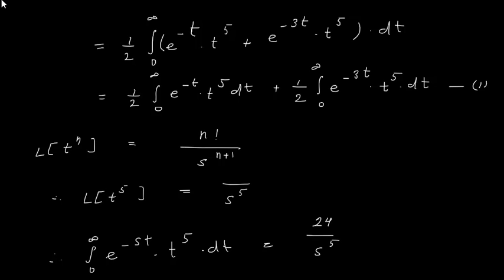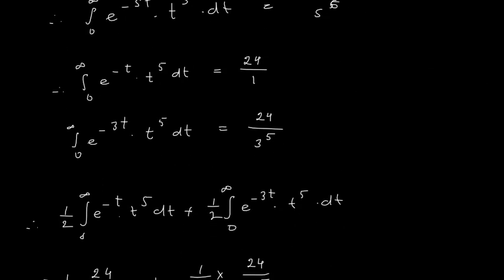upon, this is 5 factorial upon s power 6. Now 5 factorial is 120 upon s power 6. So replace wherever you have written 24 into 5, it becomes 120. So you should write 120 and in the denominator it is 3 power 6. So 120 divided by 3 power 6.